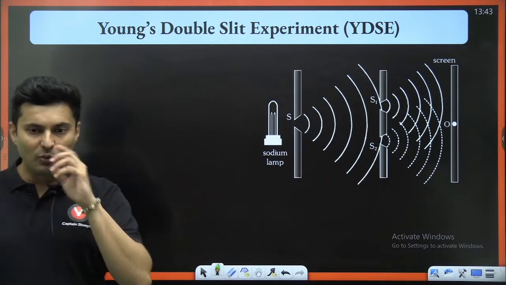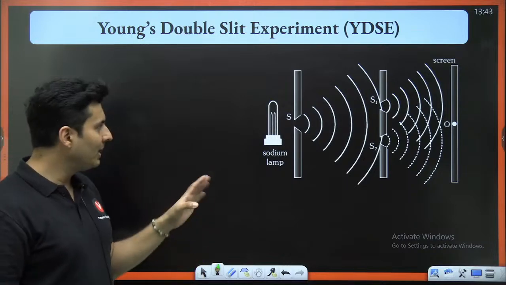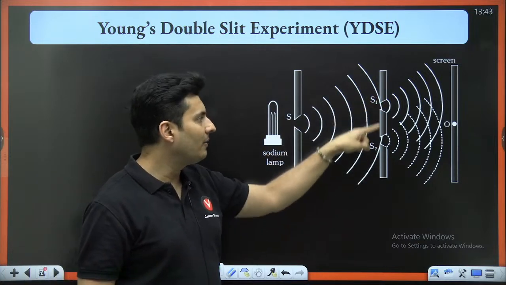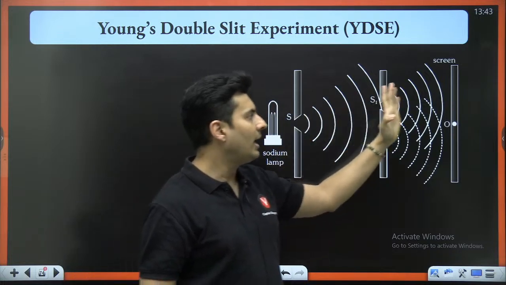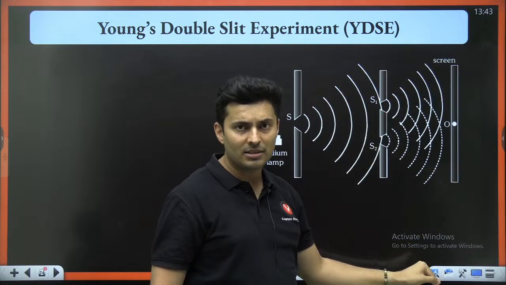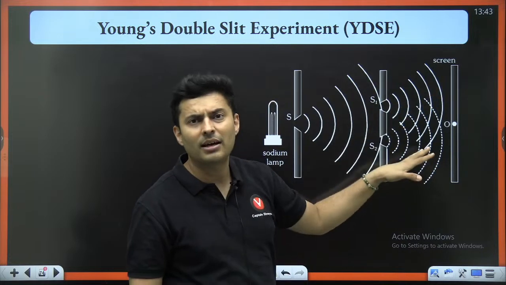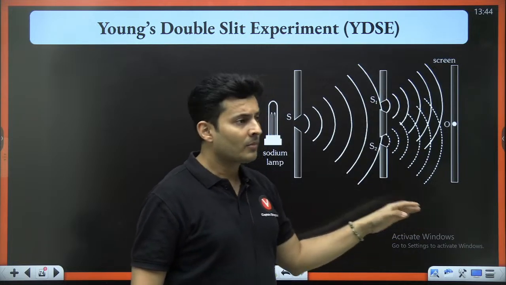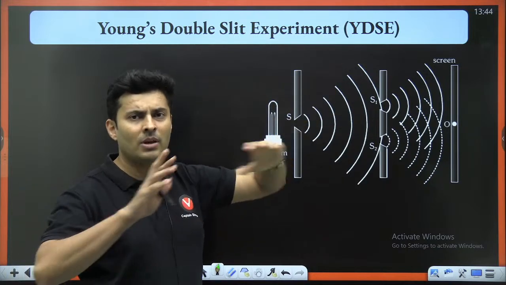Okay, let's go to YDSE setup and its formulas. In the YDSE setup, the main thing is you have a single source illuminating two slits, hence they become coherent. And at a certain distance on the screen, you get alternating bright and dark fringes, which is the fringe pattern. From one bright to the next bright, or dark to the next dark, you call it the fringe width.